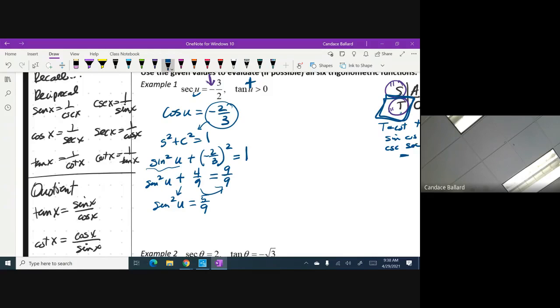Isn't it called a square root? Okay, good job. We've got some square roots going on. So we've got to take the square root.